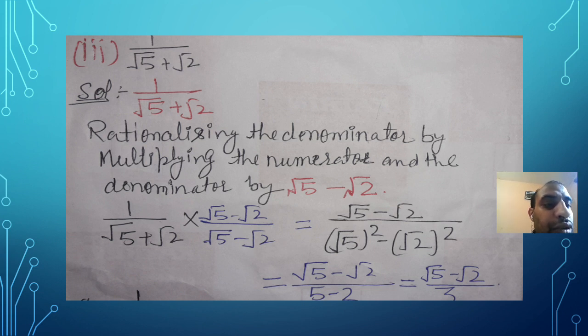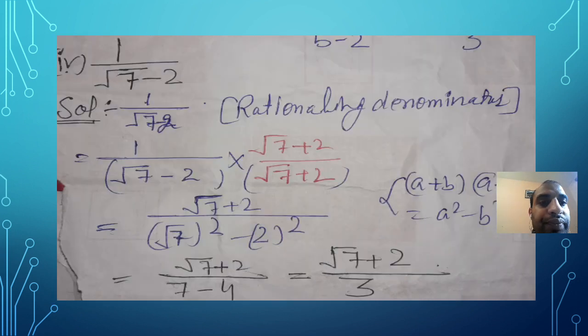Now square and square root are cancelled. Then in the denominator 5 − 2 is left, that is 3. So the overall answer becomes (√5 − √2) upon 3. Hope so my dear students you are able to understand this concept of rationalization of the denominator. Let's take one more question. This is a different question, but the formula and pattern remain similar.